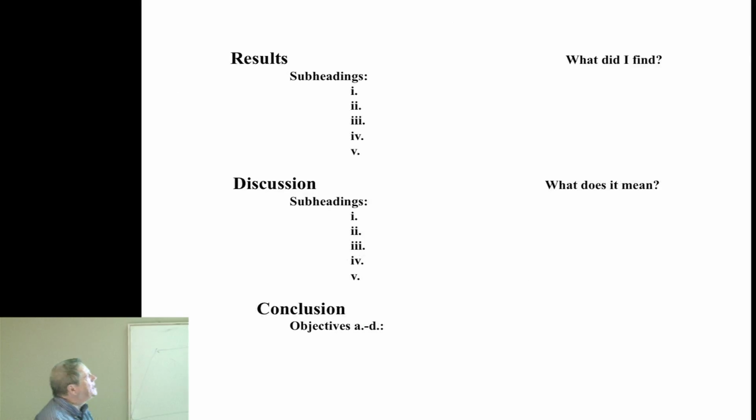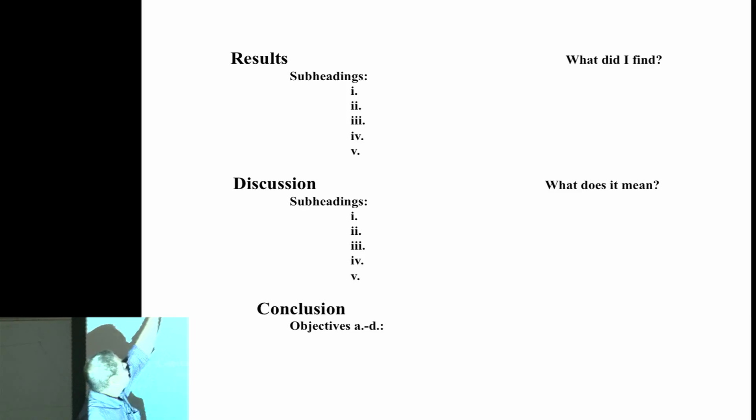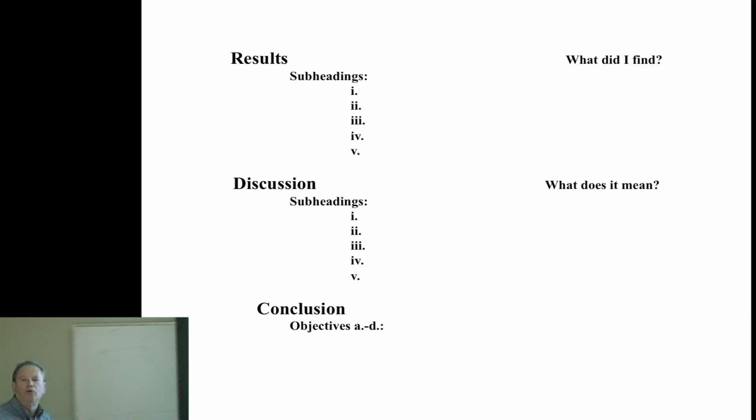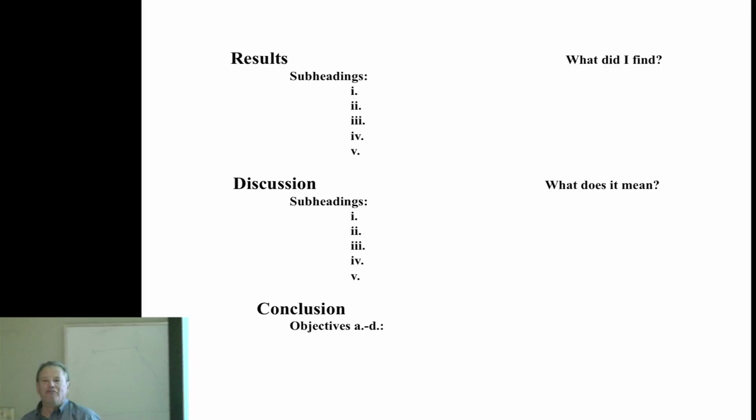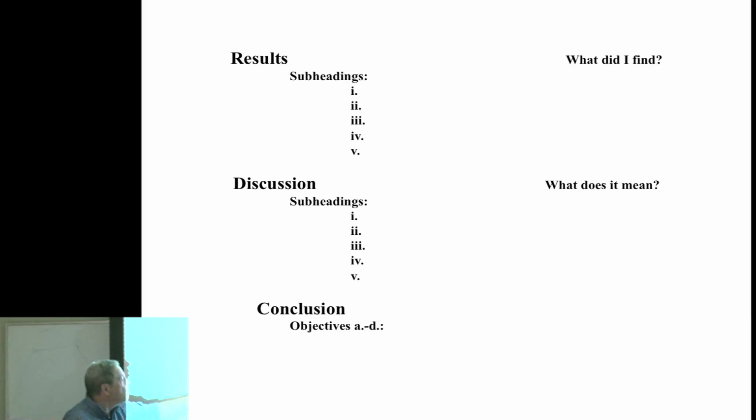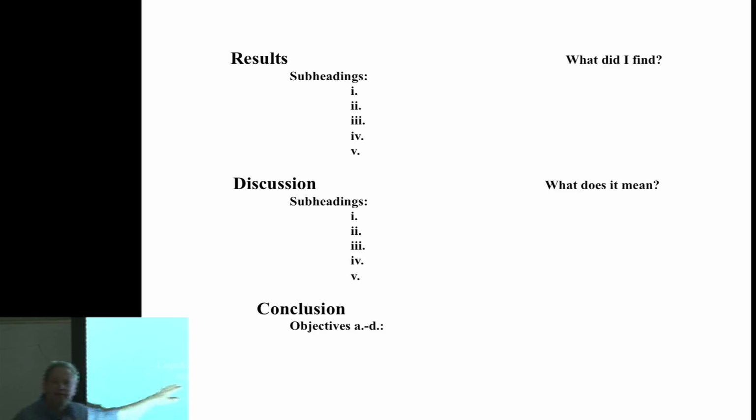And then, when we get to our results, where we ask the question, what did I find? We also have subheadings that we use as well. When we ask, what does it mean? We actually have the same set of subheadings. We're going to go over this with actual examples. And finally, we end with our conclusion, where we go back to our original objectives and we describe the results. So let's kind of look at this a little more.